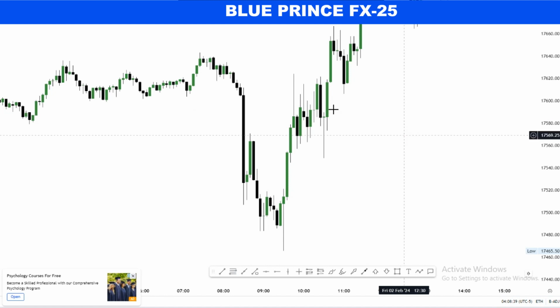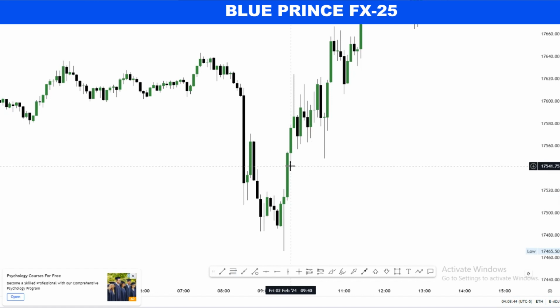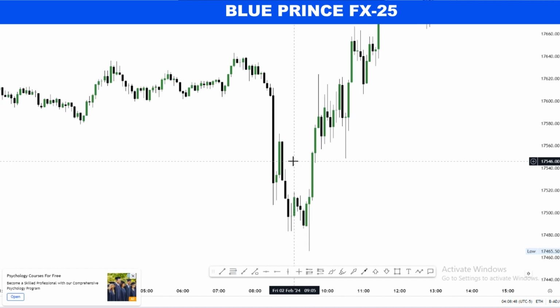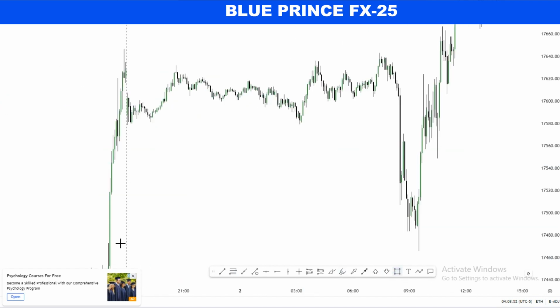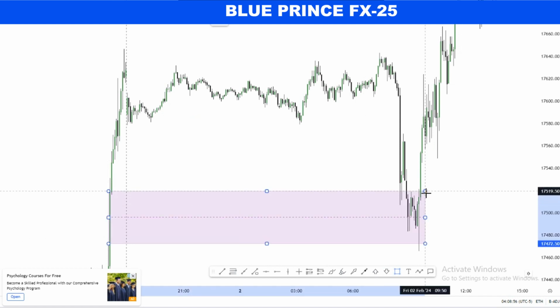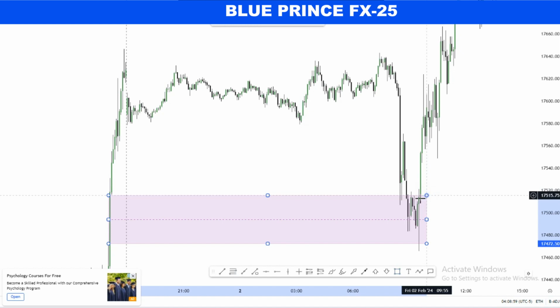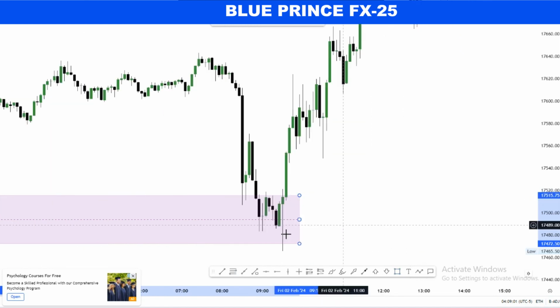So before we look at the structure or the pattern of the mitigation block, let's first look at our buyers. So let's go to the left and see. When you scroll, you realize that we have this huge fair value gap here, our PDRA, and the market is respecting the fair value gap in that it is not closing below it. So now we can look for trades in the opposite direction. What does that mean? Now we can look to buy.